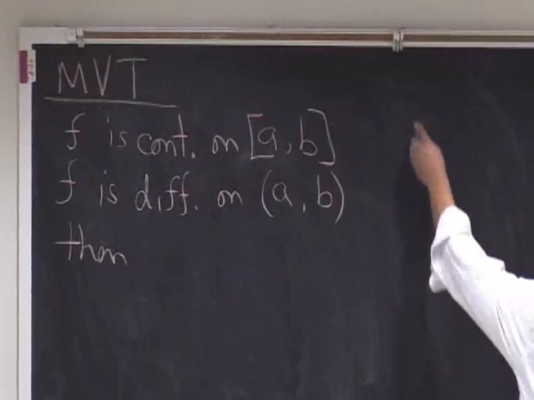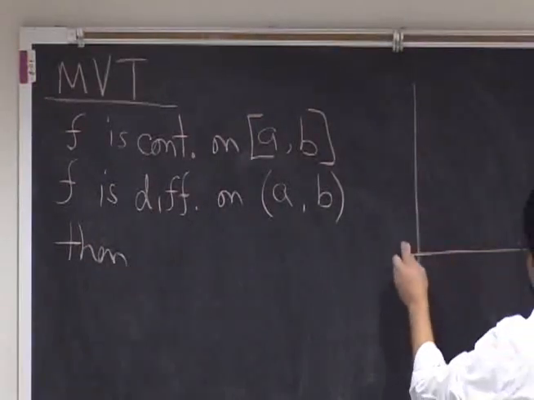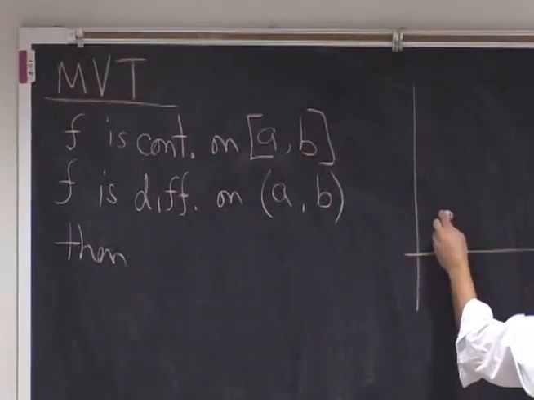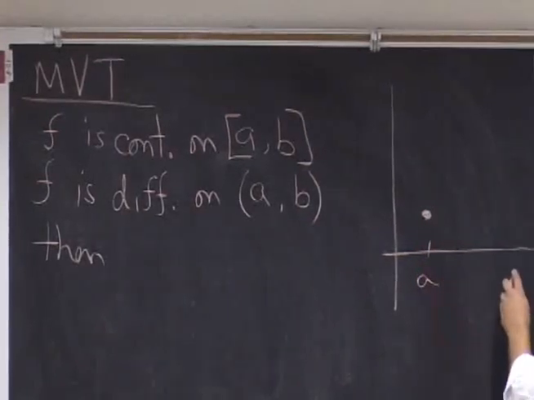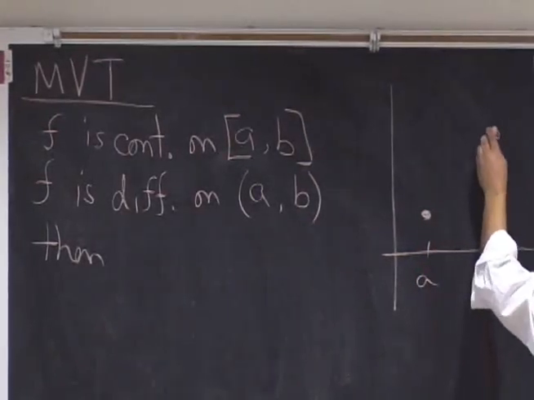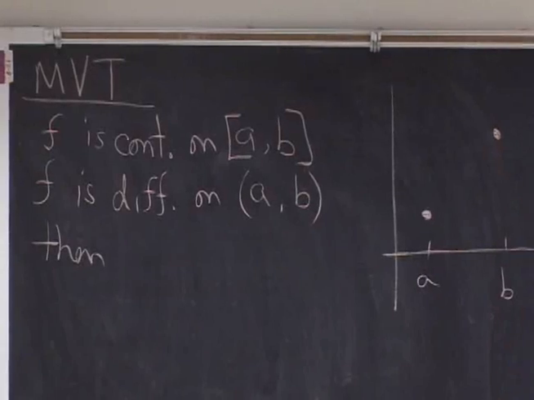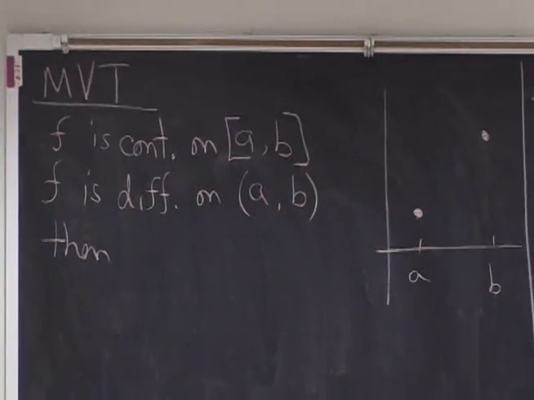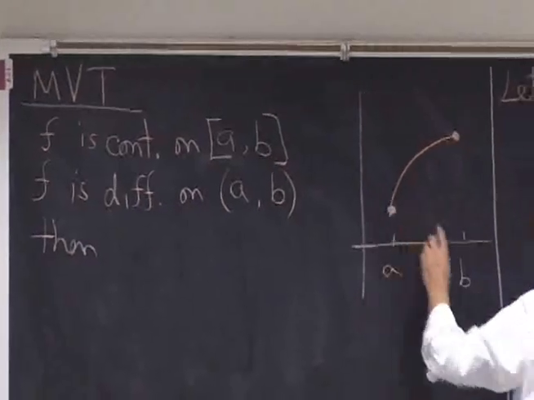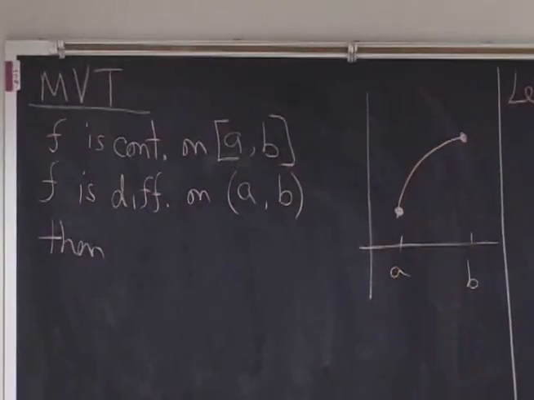In other words, if we were to draw a picture that satisfies these two conditions, it's not necessary that f of a equals f of b. So we'll just draw a curve that connects these two, making sure it's continuous and differentiable, so it's smooth enough.